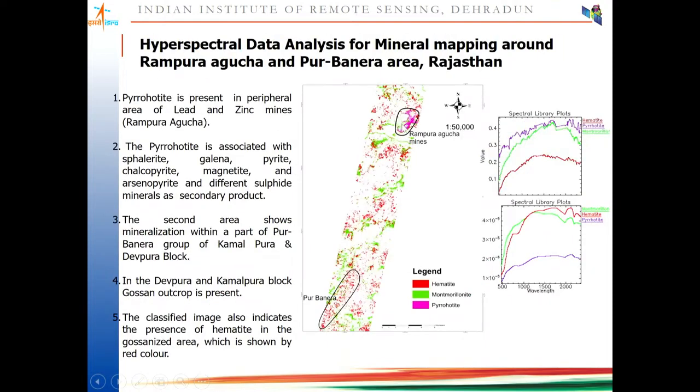And we have seen that there is the Rampura Agucha mine in between, and on the peripheral area of that mine this pyrrhotite is present. Other than that, there is a hill, a gossanized hill over here, that is called the Purbanera area.